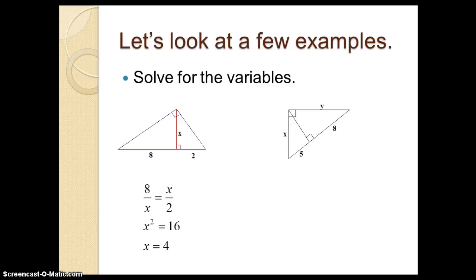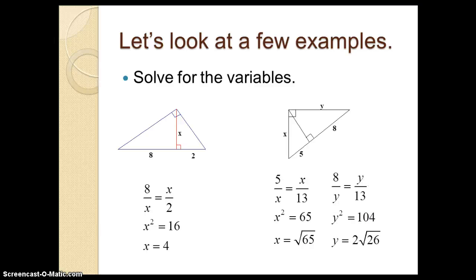On the second one, we're going to have to do two problems. First one with x. X is the geometric mean of the piece of the hypotenuse closest to the side, 5, and the whole hypotenuse, 13. So x squared is 65, x is the square root of 65.